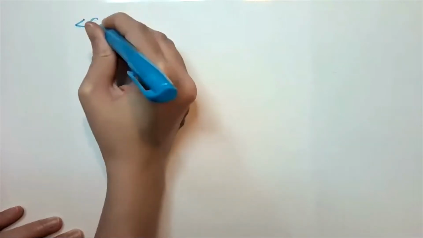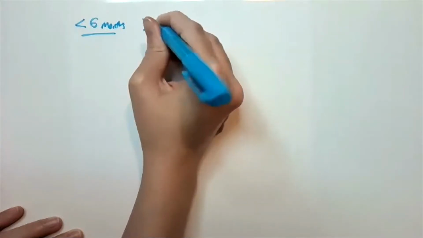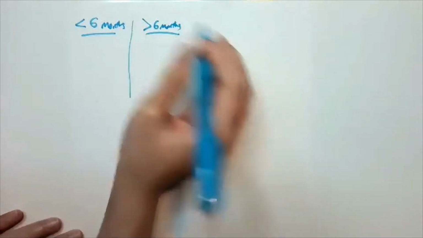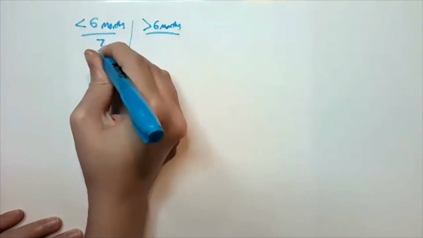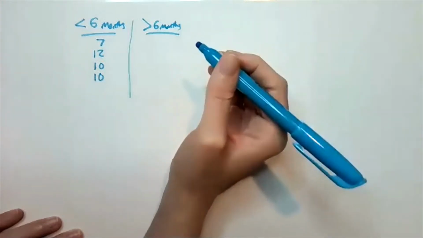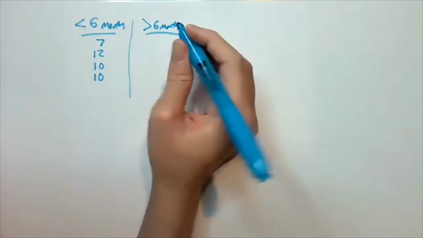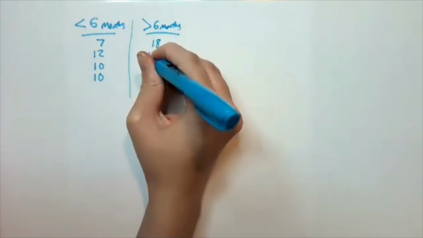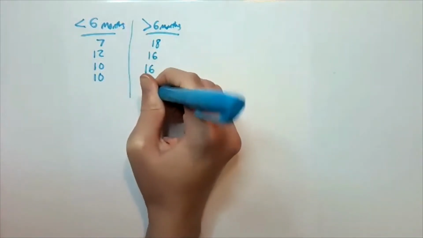We have our less than 6 months group here and our more than 6 months group here. We have 4 patients in our less than 6 months group, and their scores are 7, 12, 10, and 10. In our more than 6 months group, we have 5 patients. We know that in the procedure we've learned for the independent t-test, we don't have to have an equal number of participants, so this is just fine. Our scores here are 18, 16, 16, 17, and 14.